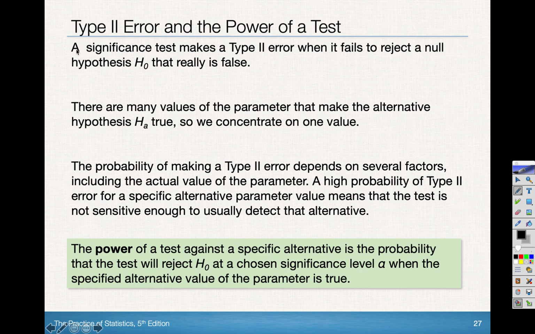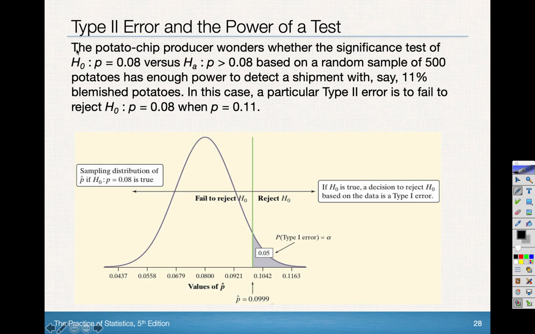The power of a test is the complement of the probability of type 2 error. Okay? The power of a test is the complement of the probability of type 2 error. So if you can find the probability of type 2 error, then you can find the power of a test. So let's go ahead and find the probability of type 2 error and power.